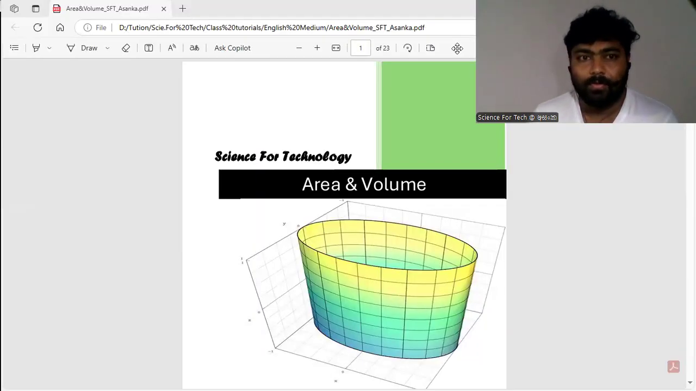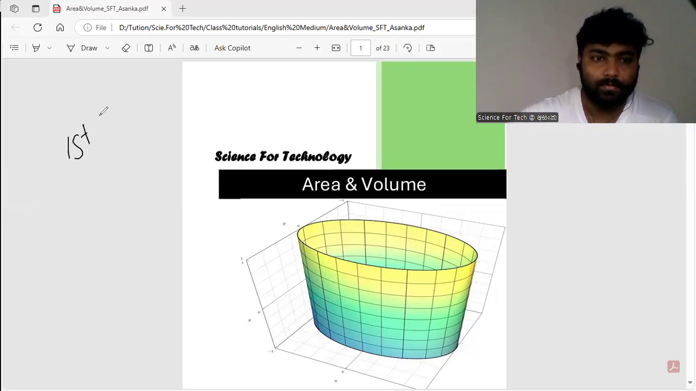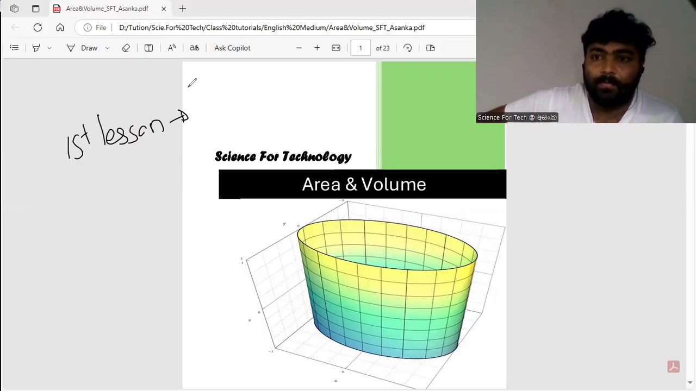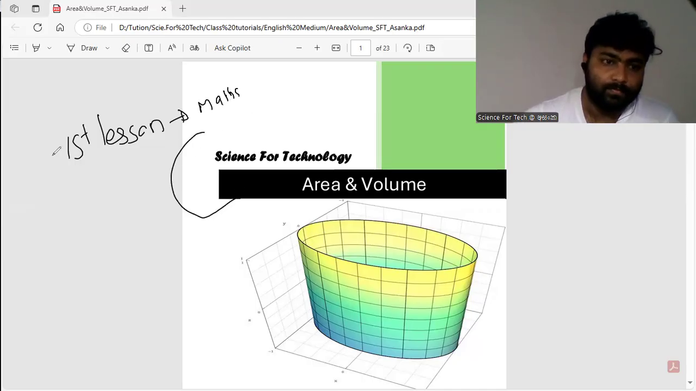Okay, from today onwards, we are going to start our first lesson. You know that SFT has four main subjects: maths, physics, chemistry, IT, and biology. From those, our first lesson is from the mathematics part. This is area and volume. The first lesson is area and volume.